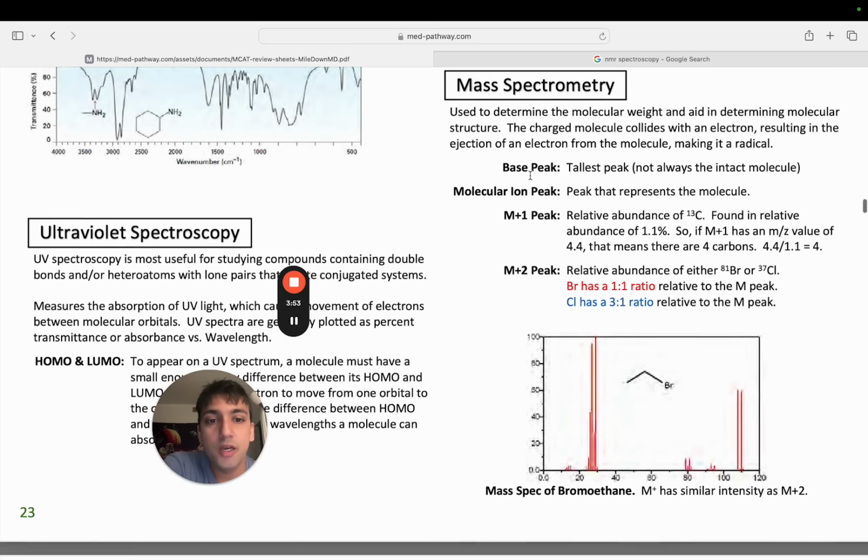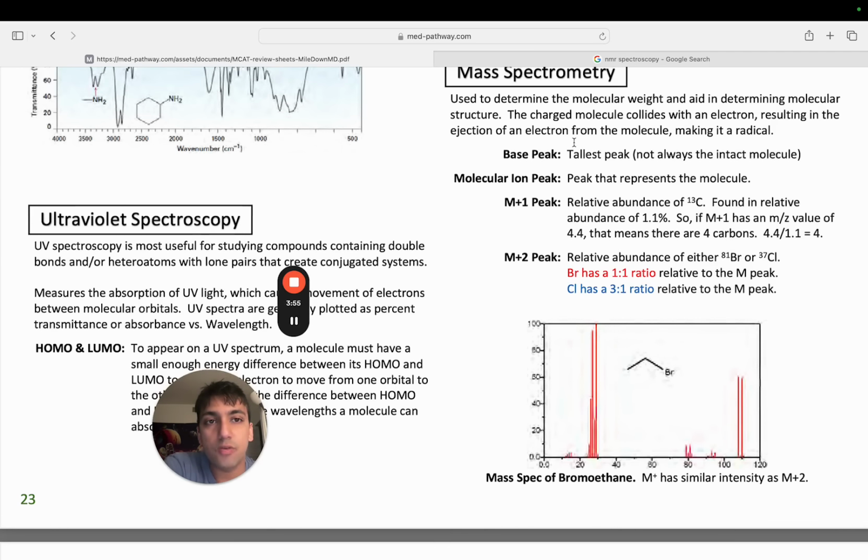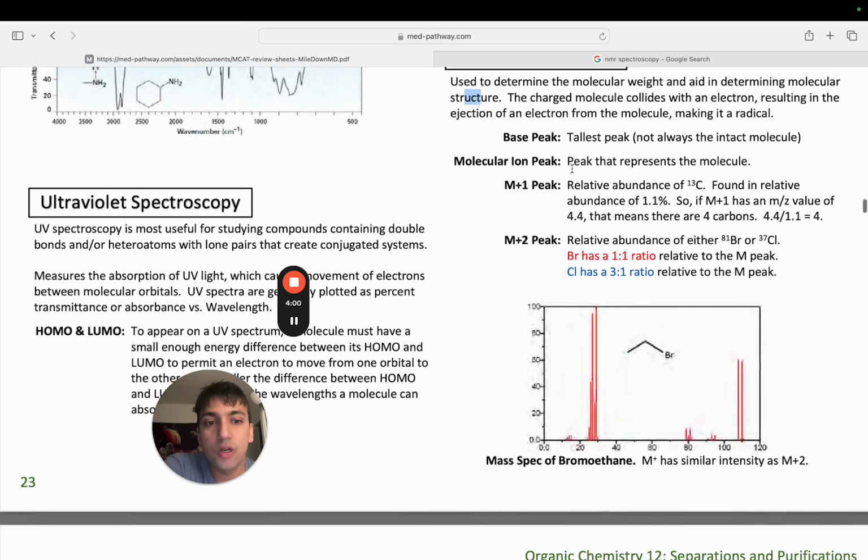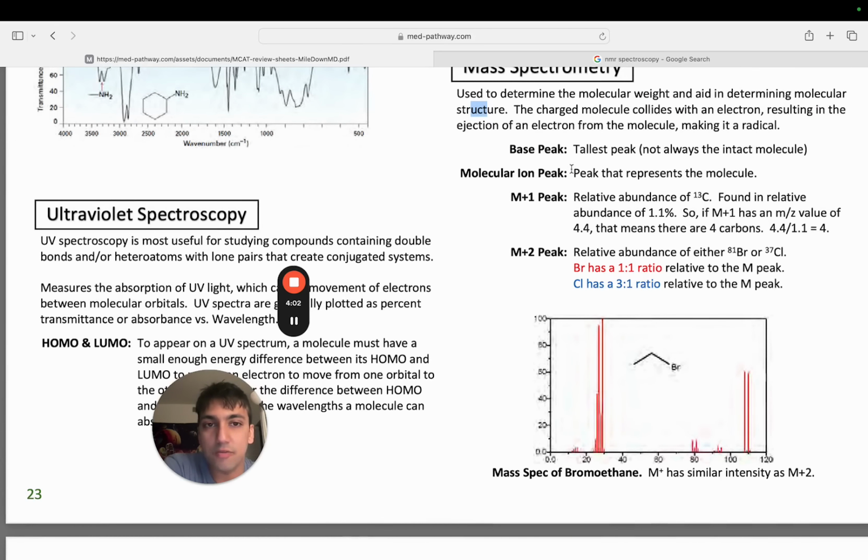All right, mass spec is just another way where we can figure out the molecular weight and then aid in determining molecular structure. So we can get a better idea of, oh, is there a bromine on this or is there a chloride on this? Those types of things. The base peak is the tallest peak.